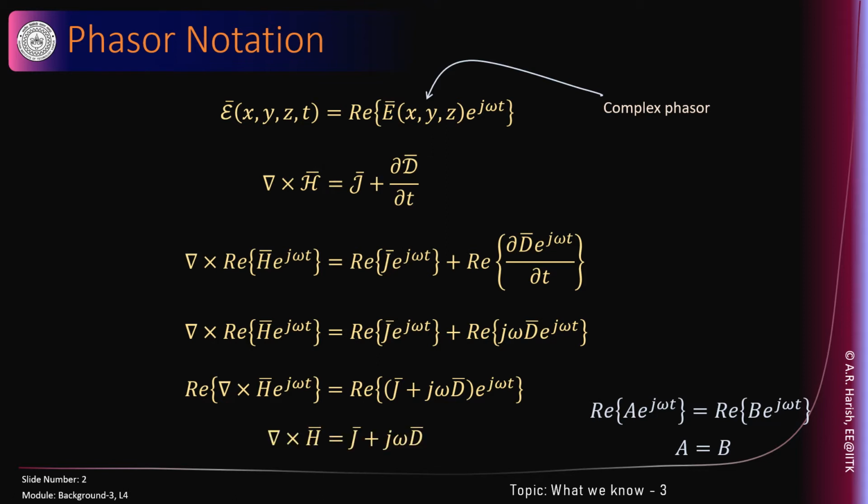And hence we have the very famous, familiar result, del cross H bar equals J bar plus j omega D bar. Now what happens is, if you have a time dependent form of an equation, and you go into the phasor representation, the derivative with respect to time gets converted to j omega, and the e to the power of j omega t is suppressed. We know that it exists. Whenever we want to find the real quantity, we multiply the complex phasor by e to the power of j omega t, and we take the real part of it, and we get the real vector value for that field.